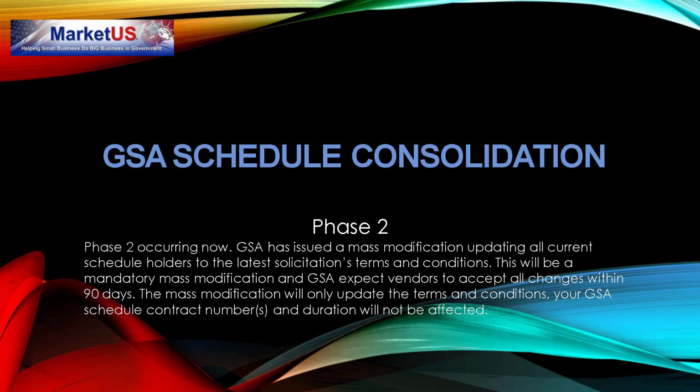This is only updating your terms and conditions. Your contract number stays the same, your products, your services, nothing else changes. The only thing that will change is that the SINs, or special item numbers, we like to call them SINs because I've always believed that they are SINs, that we had to do it that way. And they've been changed to what they call large categories. We have large category, subcategory.